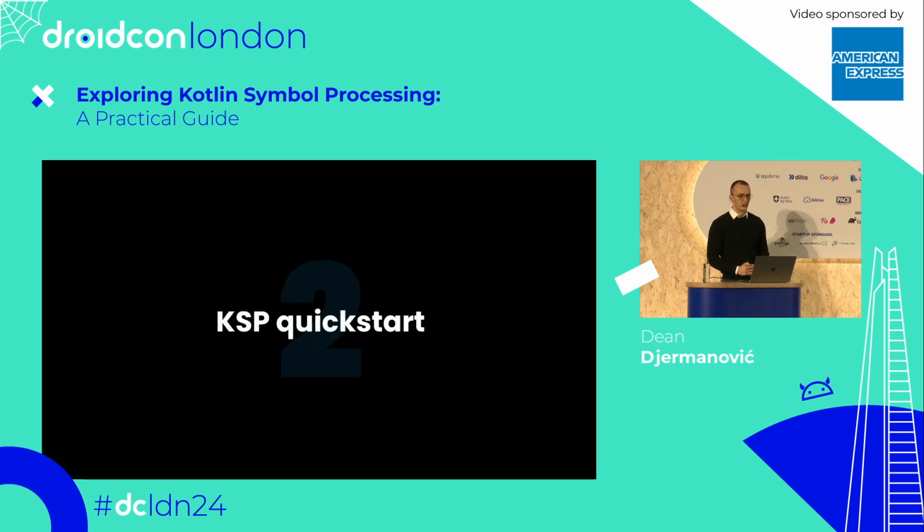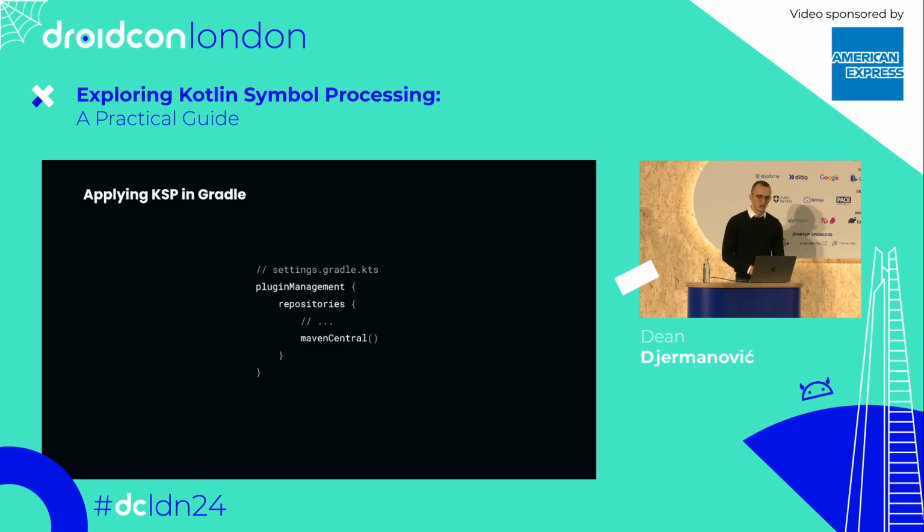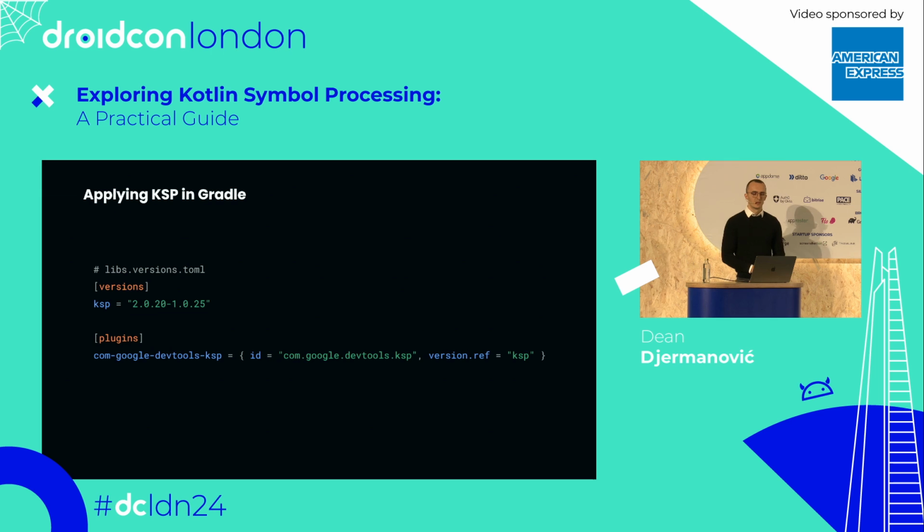Let's now get into the basics of how KSP works. When you first start working with KSP, the first thing you have to do is apply the KSP Gradle plugin in your Gradle files. Since the KSP Gradle plugin is hosted on Maven Central, you have to tell Gradle to search in Maven Central when applying the plugin. Next, you have to specify the KSP version that you're going to use. An important thing to note here is that each KSP version is strictly tied to the exact Kotlin compiler version. For this reason, the KSP version string has a Kotlin version in it.